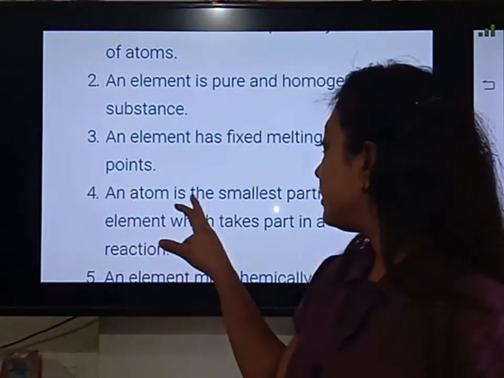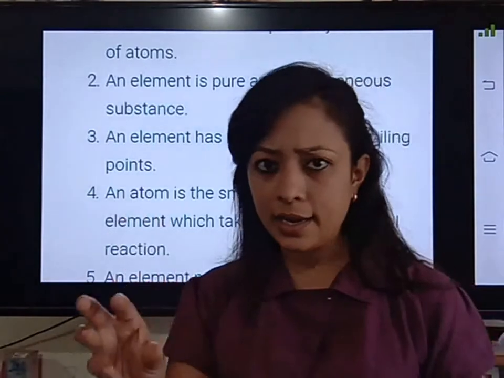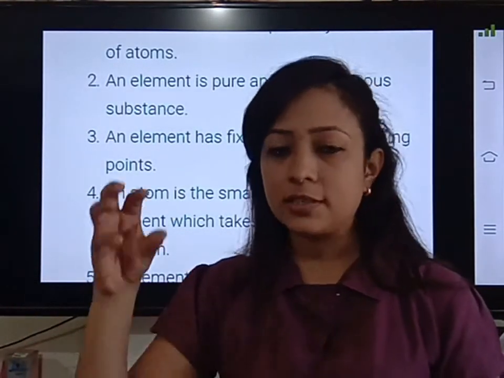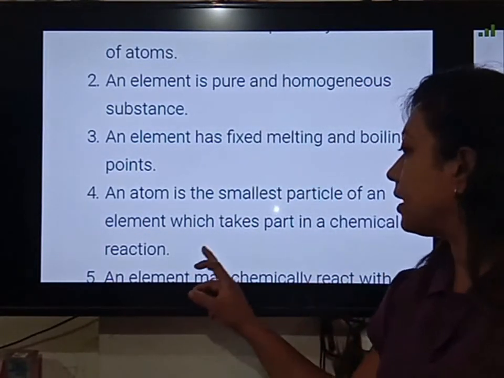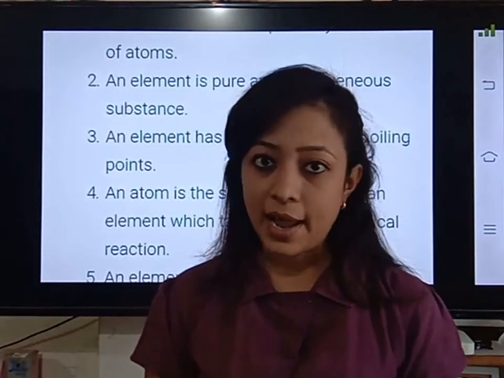So an atom is the smallest particle of an element. If you are talking about any element, the element is itself an atom, which is the smallest particle of any matter, we can say, and which takes part in a chemical reaction. These atoms are involved in the chemical reaction.